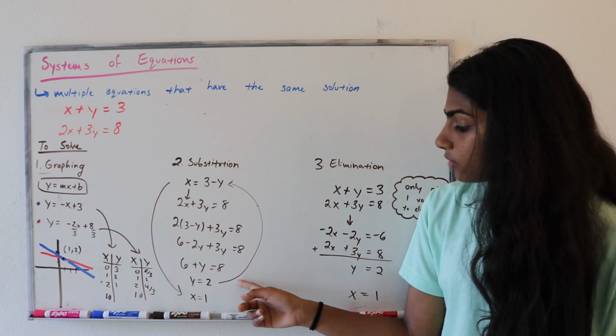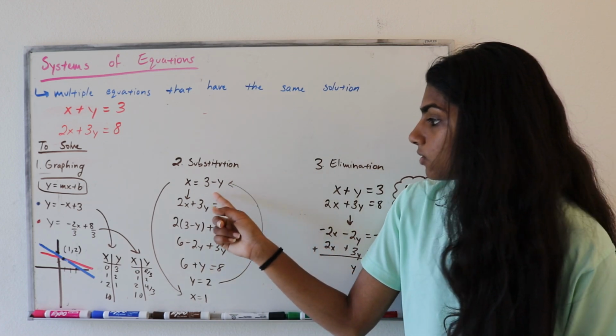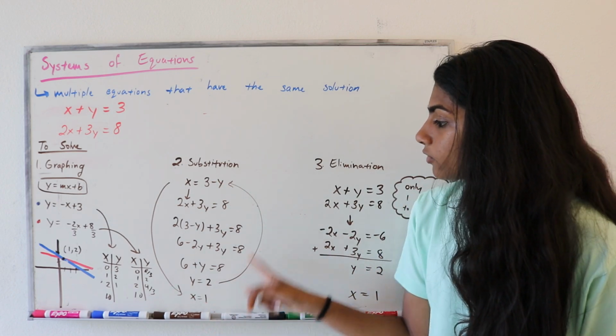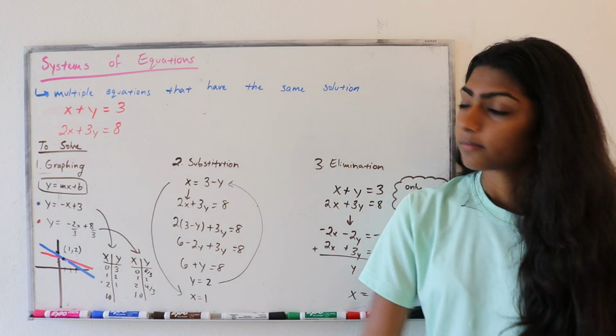And then once I got y equals 2, I plugged that back into the original equation, x equals 3 minus y, and got x equals 1. You can also plug into this equation to get the same answer.